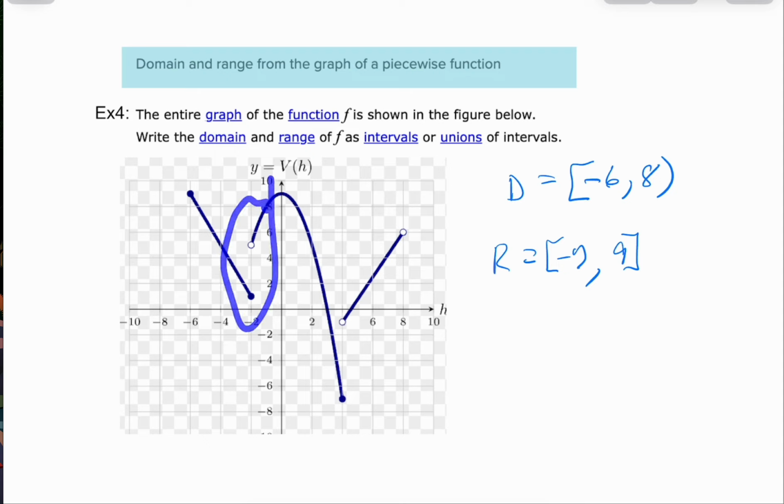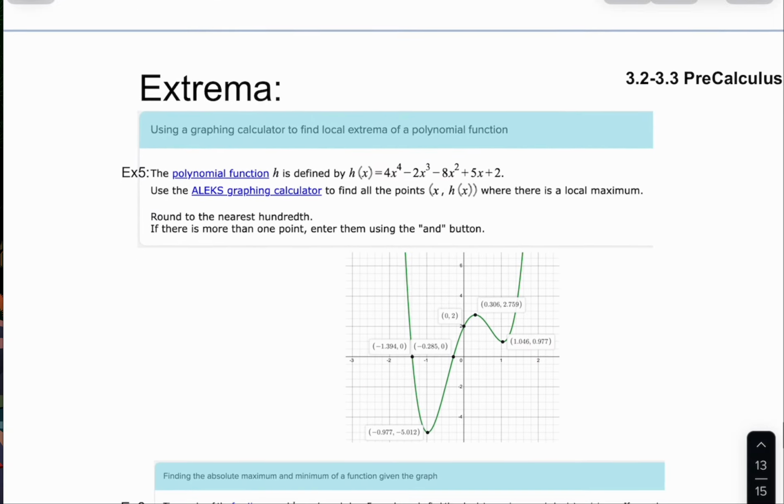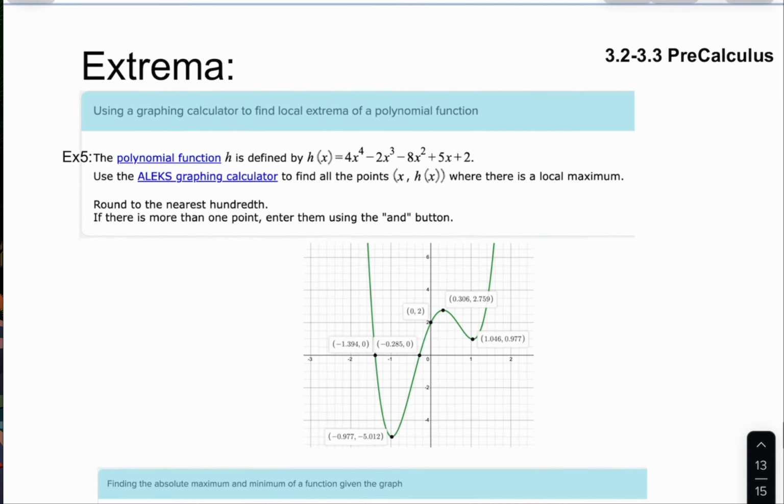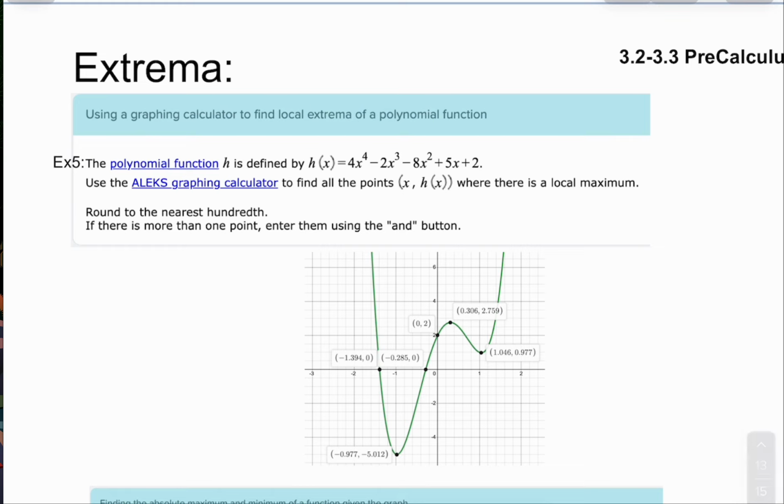If these pieces did not line up perfectly, so like if this one didn't start over till here, you would have to break those apart. But you want to use as few intervals as possible. So if the intervals connect and one of them is colored in and one of them isn't, you're okay to keep going. Okay. Now let's talk about something called extrema. Extrema of a graph are going to be the high points and low points.